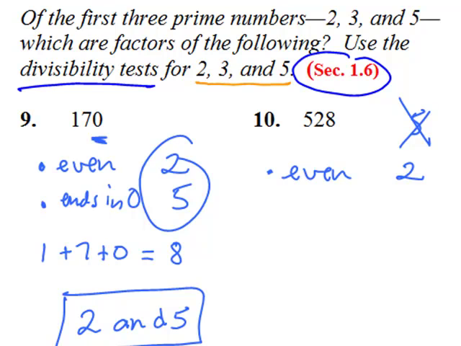Now what about the 3? Let's add up the digits. 5 plus 2 plus 8. Now that adds to, let's do 2 and 8 first. 2 and 8 is 10 plus 5 is 15. 15 is a multiple of 3. In other words, 3 is a factor of 15. So therefore 3 is also a factor of the number 528. And the answer here is 2 and 3.